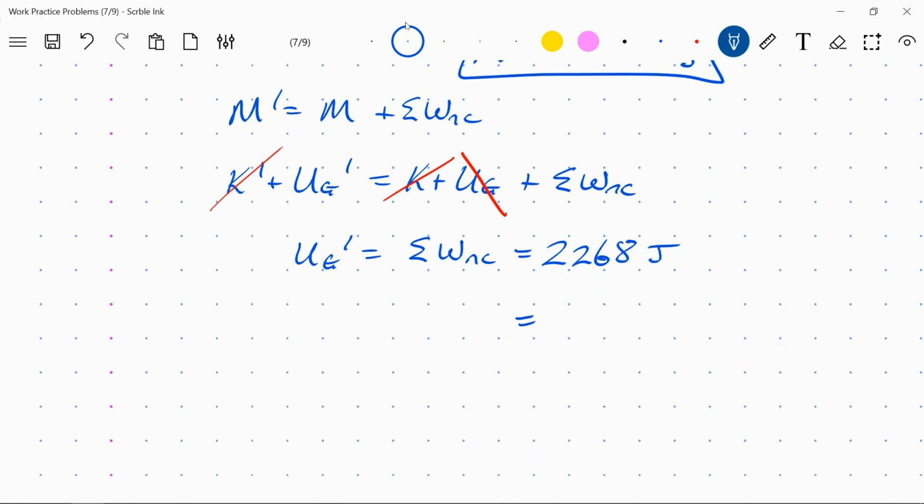2268 joules. Just out of force of habit, even though this probably is weird, I'll keep my policy of 3 significant figures and call it 2270, just for consistency, if nothing else.